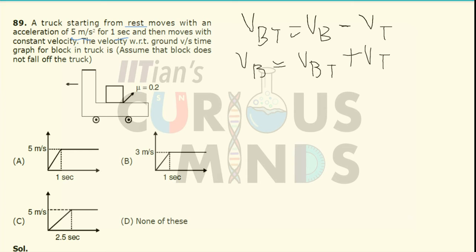Now the truck moves quite simply. It will be equal to v is equal to u plus at. The initial velocity is equal to 0. So v_t of the truck will be equal to a into t, which is equal to 5 into t, because its acceleration with respect to the ground is equal to 5. Now the velocity of the block with respect to the truck.